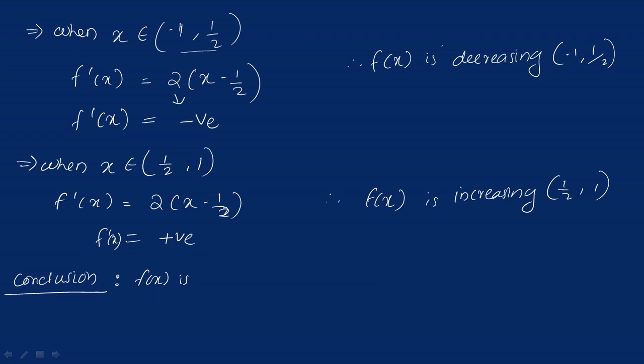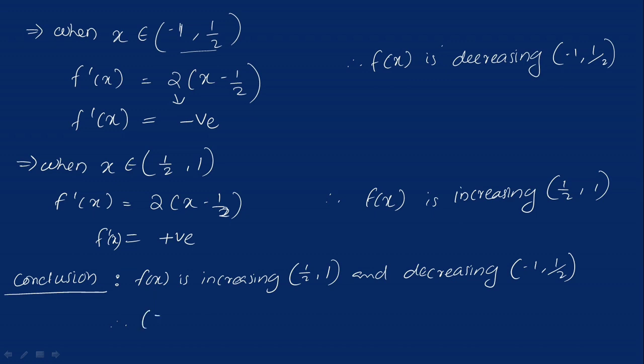So in conclusion, we can say that f of x is increasing in the interval 1 by 2 to 1 and decreasing in the interval minus 1 to 1 by 2. So from this minus 1 to 1 interval, f of x is neither increasing nor decreasing.